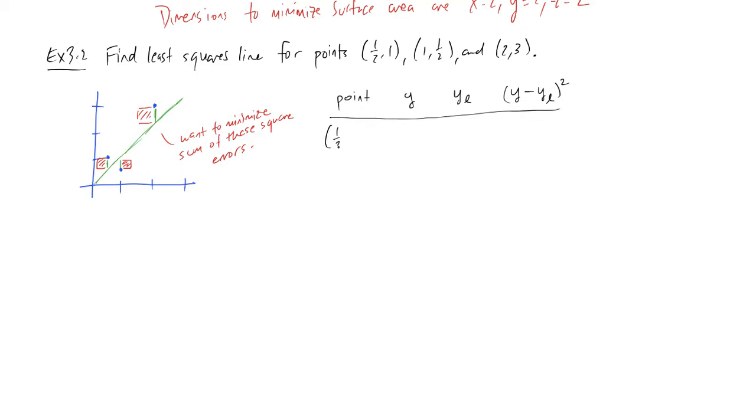So the first point is (1/2, 1). The y value is 1. And if this line is, let's call this line y equals mx plus b, the line, if we put in 1/2, is going to output m times 1/2 plus b. We don't know the equation of that line, so we're just doing it in general. And then we're going to take the difference of these two things. So we'll have 1 minus m times 1/2. Let's rearrange those. So 1 minus (1/2 m plus b), and then we'll square that.